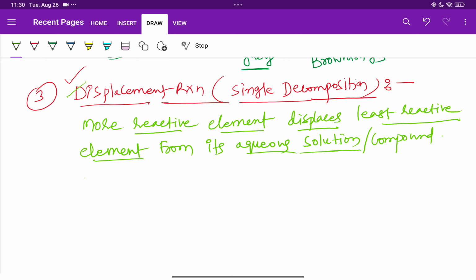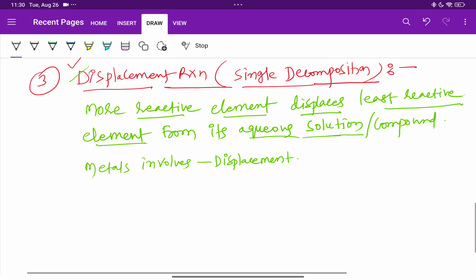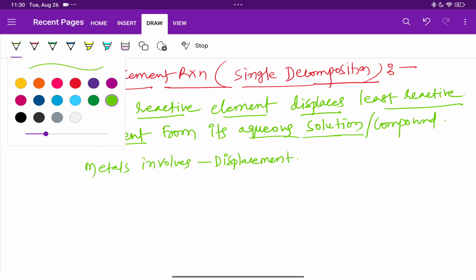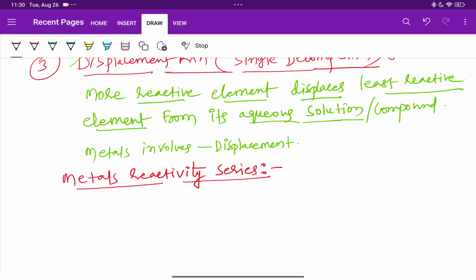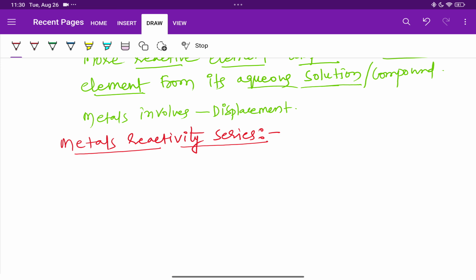Especially metals are involved in displacement reactions. But the displacement reaction majorly depends on the metals reactivity series. Metals reactivity series is nothing but we are going to arrange the metals in decreasing order of their reactivity.